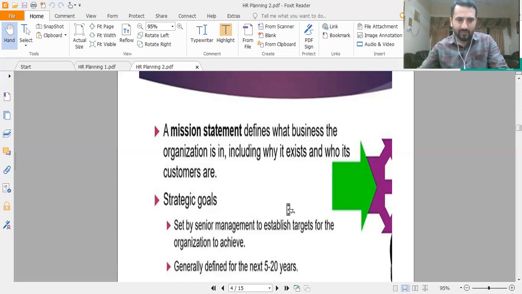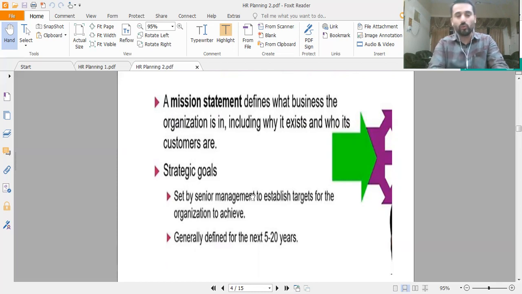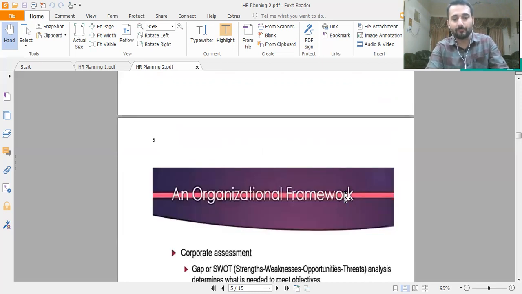And definitely about the strategic goals set by senior management to establish targets for the organization to achieve. Generally, strategic goals and strategic targets normally have a time span of more than 1 year. But in general cases, especially in the context of South Asia, in Pakistan particularly, 5 to 20 years of strategic goals are normally comprehended.